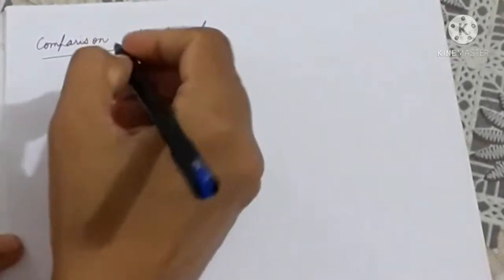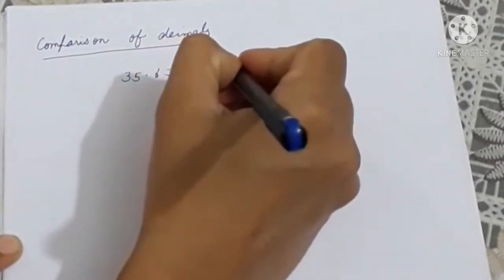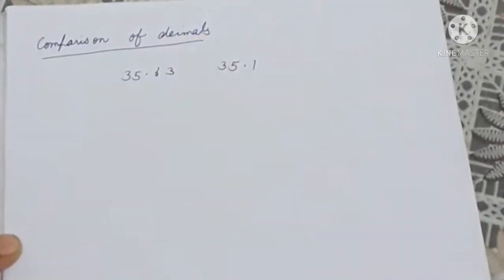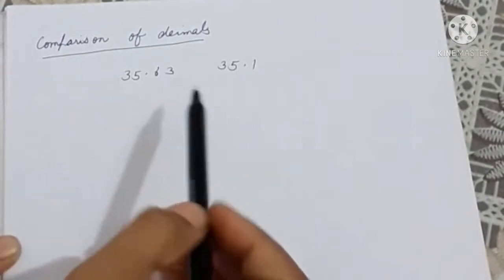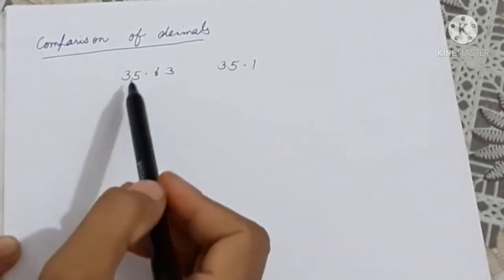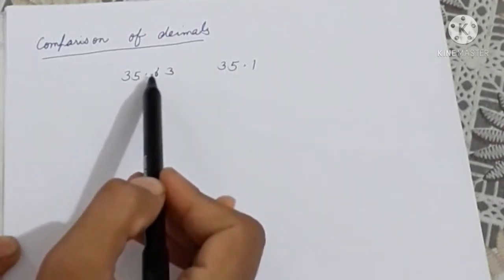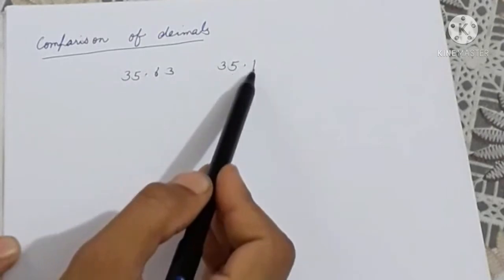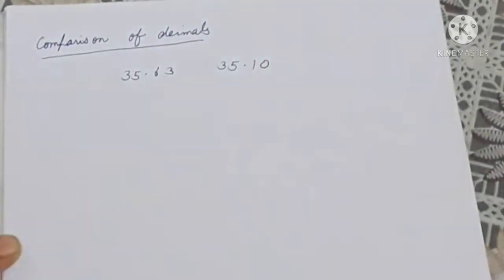I can take an example like 35.63 and 35.1. If I ask you which is greater, what we will do, like decimals, I told you what are like decimals. The decimals with the same number of digits are like decimals. Now you can see these are not like decimals, these are unlike decimals. So I will change this to like decimals. Here after the decimal there are 2 digits, so here also after the decimal there should be 2 digits. For that I will add a 0 here.